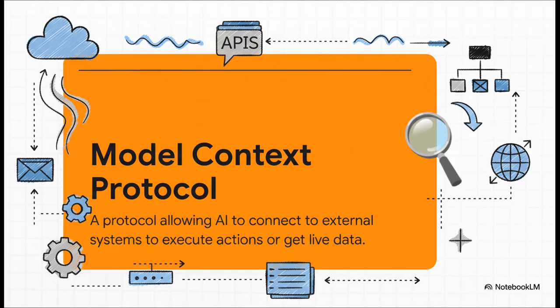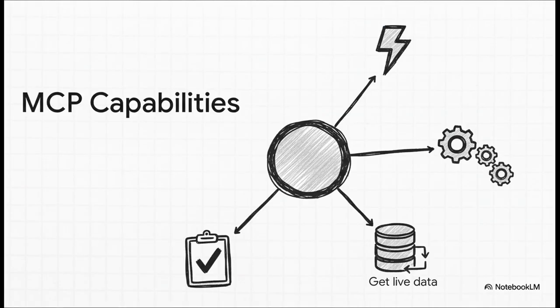MCP is a whole different ballgame. It's not about feeding the AI documents, it's a communication protocol. Think of it as a standard language that lets an AI agent connect to all sorts of external systems, speaking their language, APIs, to get live data, execute actions, and even run entire workflows. The key takeaway here is that MCP is all about action. It's not just reading about the vacation policy. It's connecting to the HR system to get your personal, live vacation balance. It can update systems, submit forms, and kick off complicated processes all on your behalf.